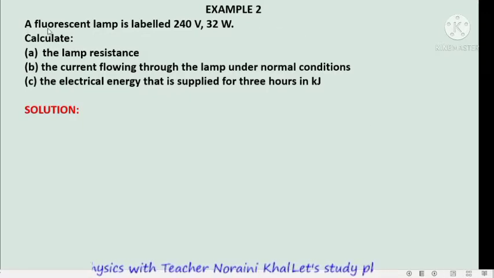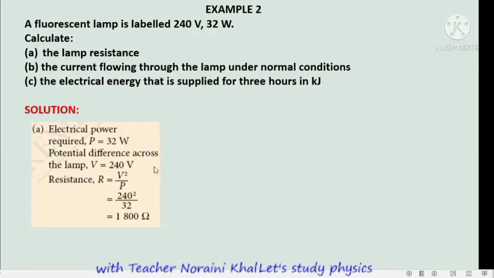Second example, a fluorescent lamp is labeled 240 volt and 32 watt. Calculate the lamp resistance, the current flowing through the lamp under normal conditions, and the electrical energy that is supplied for 3 hours in kilojoule. Let's look at the first part A, the lamp resistance. From the power rating, we can get the value of V, 240 volt, and the power P, 32 watt. Thus, we can calculate resistance R equals V squared divided by P, equals 240 squared divided by 32 equals 1800 ohm. So this is the resistance of the lamp.